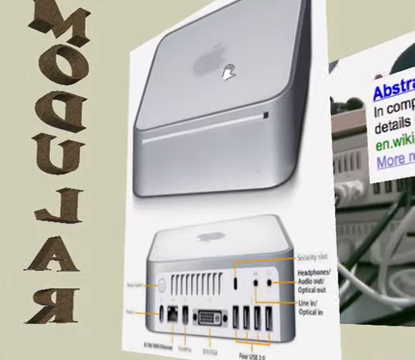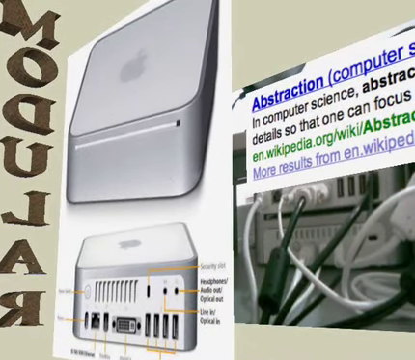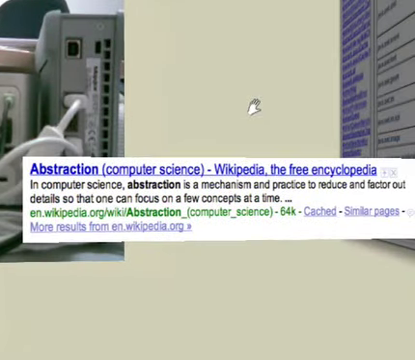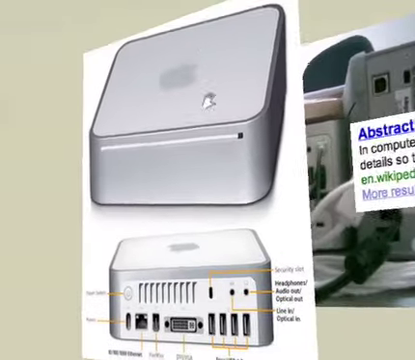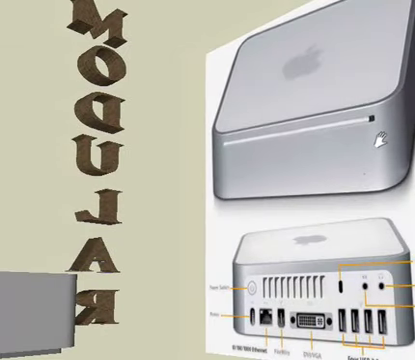And abstraction, let's go on one more to that, is a mechanism or a practice to reduce and factor out details so that one can focus on a few concepts at a time. So let's just go back to this. The term black box is used in your book and is often used when talking about abstraction. It means that you can treat a component as a black box. You don't need, in this case, a white box. You don't need, for your purposes, to worry about what's inside of it.